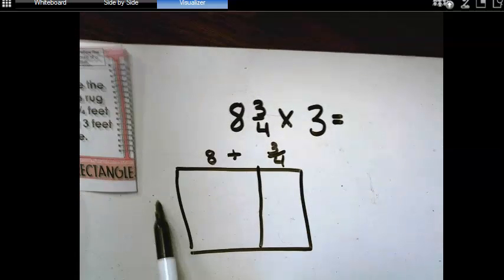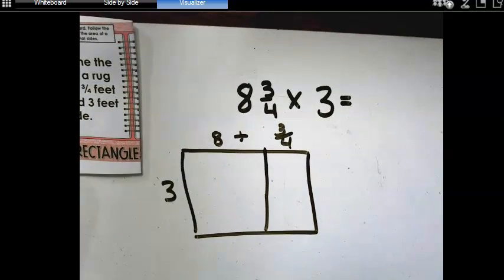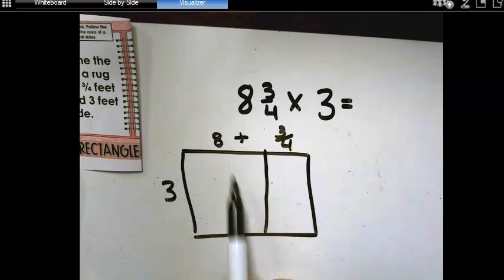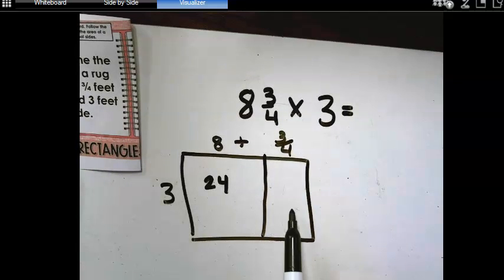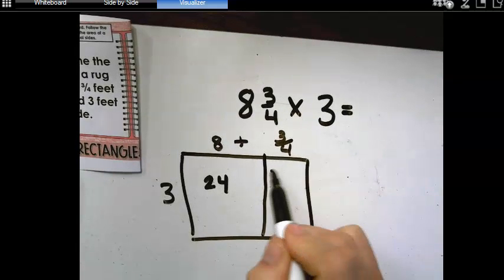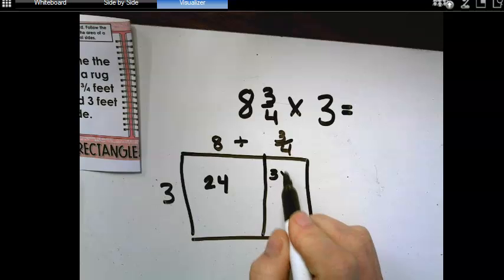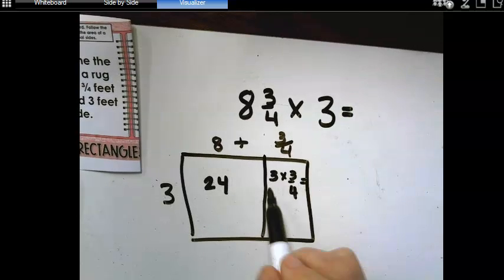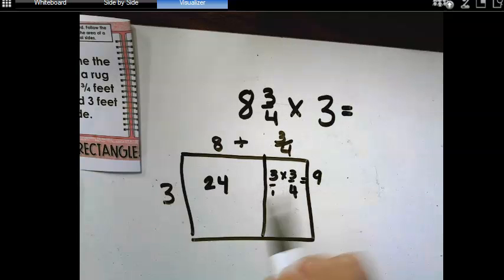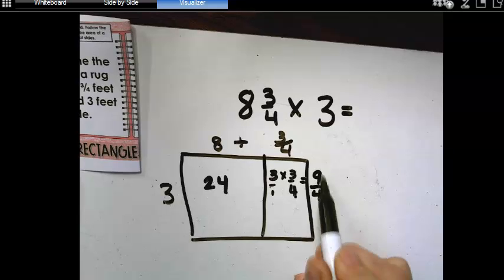Now I'll put my whole number here on the width. And I'm going to say 3 times the 8 is 24. And then I'm going to say 3 times the 3/4. 3 times 3 is 9. I have to go outside here a little bit to work it. And 1 times 4 is 4.